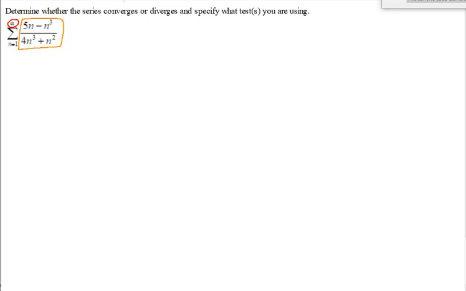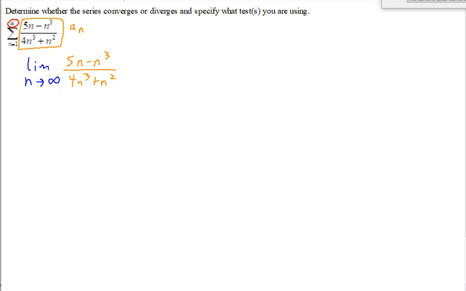is referred to as a sub n. Because if you plug in 1, it's a sub 1, the first term. If you substitute in 2, it's a sub 2, the second term, and so on. So to use the divergence test, you can do this by just finding the limit as n approaches infinity of this formula here that allows you to find each term a sub n, in this case 5n minus n cubed over 4n cubed plus n squared.